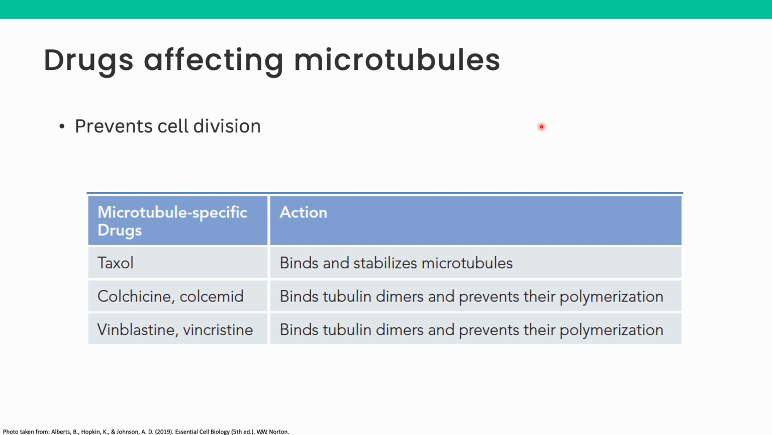Next, let's talk about the different drugs that affect our microtubules. Here we have some examples of drugs that stabilize microtubules in the case of Taxol, and then we have two other drugs called colchicine and vinblastine, which prevent polymerization or prevent the buildup of our microtubules. Since microtubules are essential for organizing the cell, one of their main functions is that they actually organize the cell during cell division. So when we prevent the microtubules from assembling and disassembling, this also prevents cell division. Some of these drugs can actually be used to stop or treat very aggressive cancers.